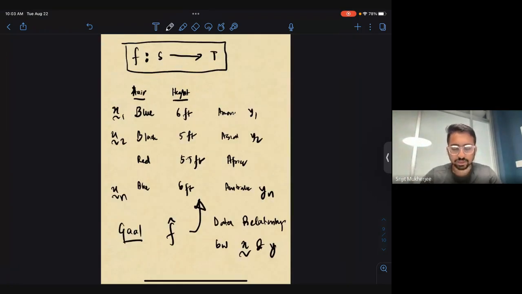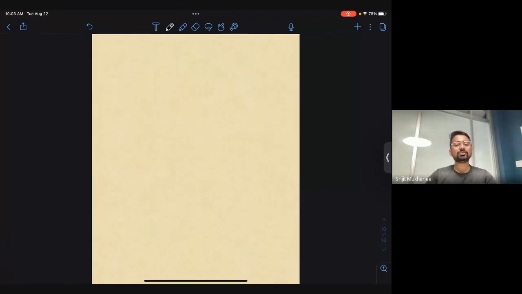I'm not going to talk about unsupervised learning now, because the course next day will follow supervised learning. I will talk about unsupervised learning and its goal later on. But let's talk about supervised learning. The goal of supervised learning is to find this function properly.